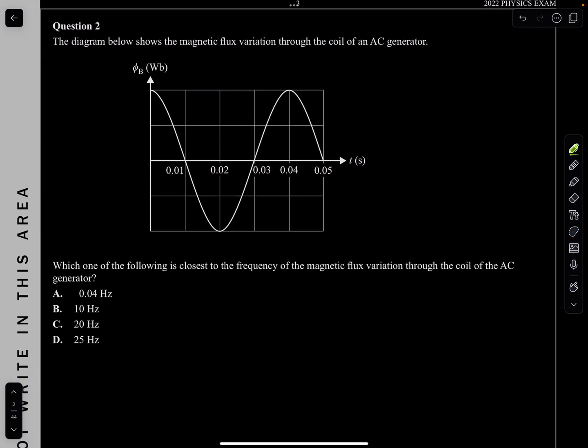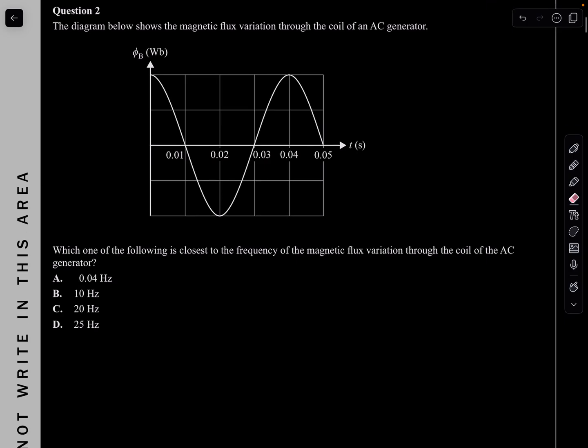Question 2, let's have a look at this. The diagram below shows the magnetic flux variation for a coil of an AC generator. Which of the following is the closest to the frequency of the magnetic flux variation for the coil of the AC generator? The frequency. So we're actually given the time. And remember, frequency is just 1 over T, where T is the period.